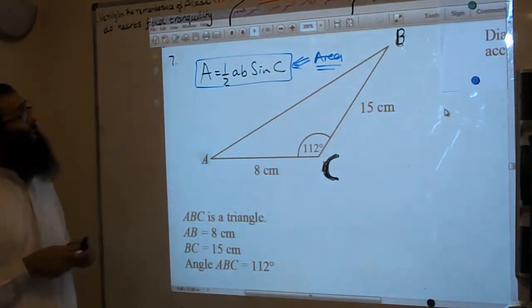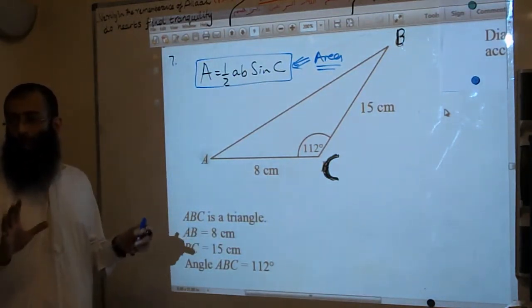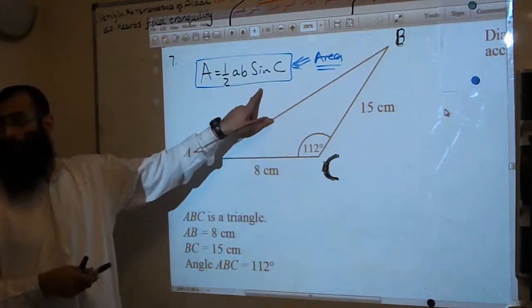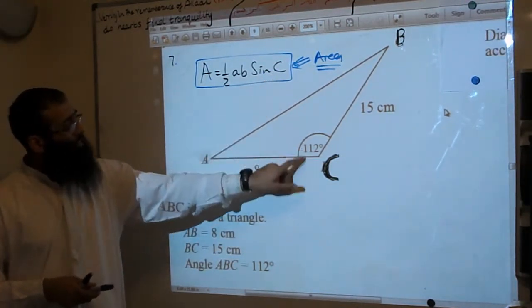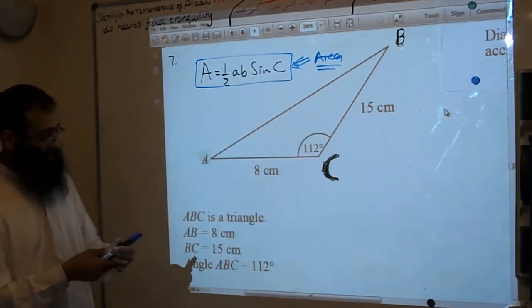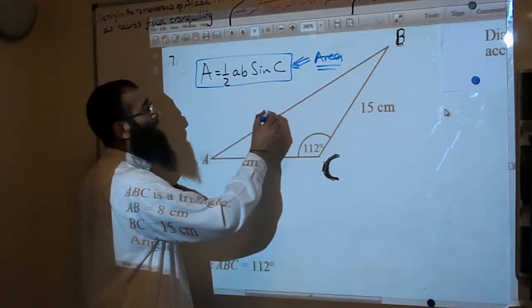Okay, have you done the labeling? So I've relabeled the triangle so the labeling matches my formula. That C is the angle. So that C is referring to the angle that they've given us. They labeled it as B, we're going to relabel as C. So that's going to be my little c.